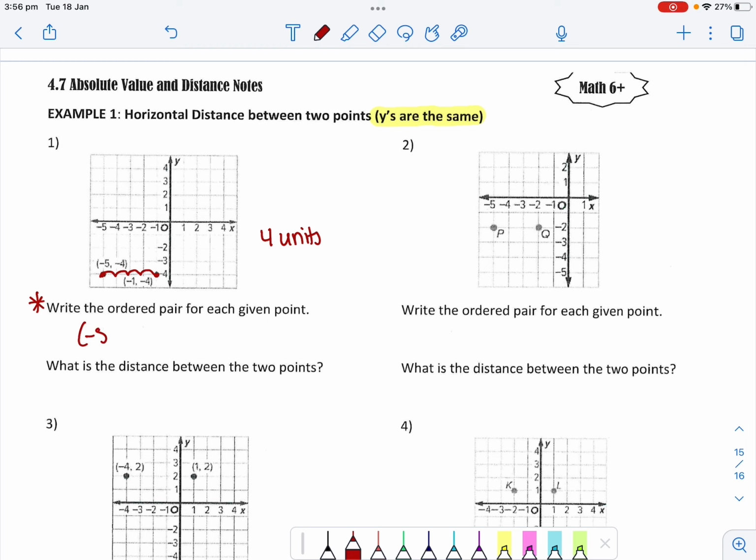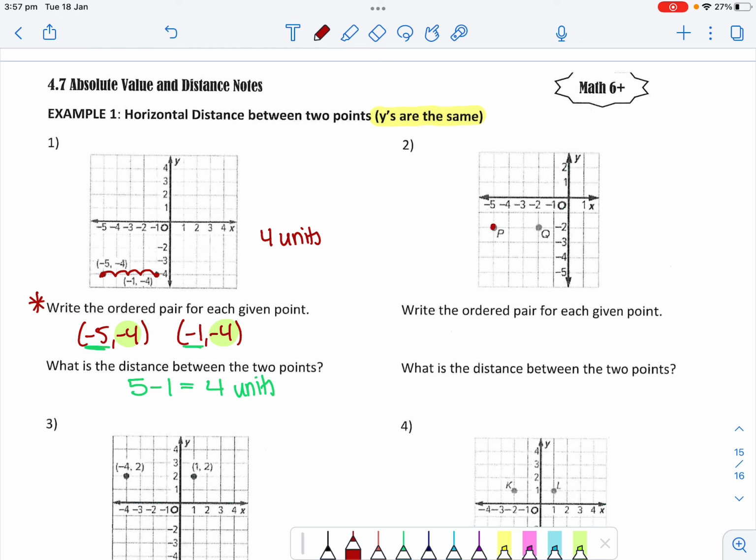So if I have -5, -4, and -1, -4, and I know that the y coordinates are the same, I'm going to use the x coordinates to find the distance. The distance between the points is going to be 5 minus 1, which is 4 units. Because remember, that distance cannot be negative, so we're taking the absolute value of those 2 points.